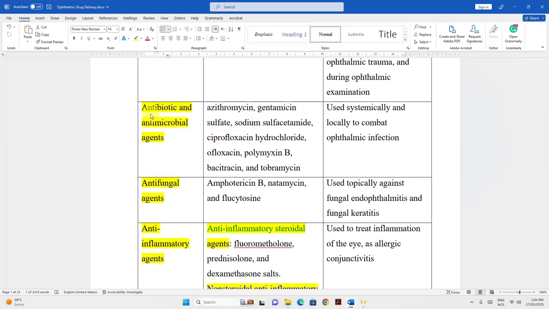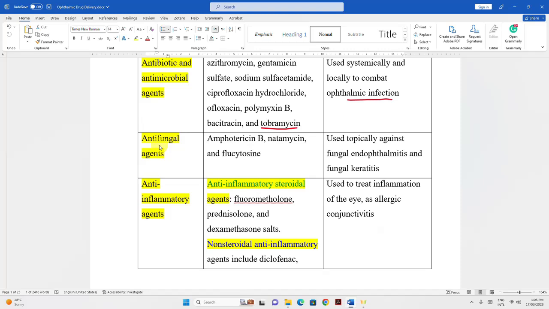We may apply antibiotic and antimicrobial agents to treat ophthalmic infection and combat ophthalmic infection. These antibiotics include azithromycin, gentamicin sulfate, sodium sulfacetamide, ciprofloxacin, ofloxacin, polymyxin B, bacitracin, and tobramycin. Tobramycin is very famous also. That's why if you are having your training in community pharmacy, look at these ophthalmic preparations. Then antibiotics can be administered.